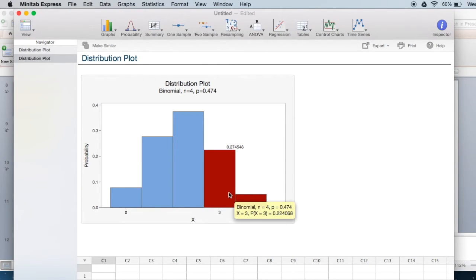Now we can see both 3 and 4 are shaded in this plot. The probability of winning 3 or more games is 0.274548.